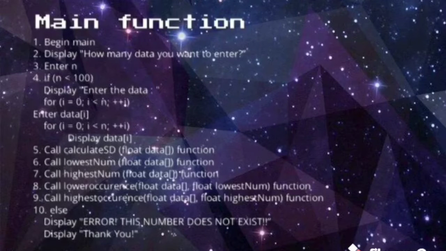In the algorithm, we use pseudocode. The pseudocode for the main function starts with begin main. Second, display how many data you want to enter. Third, enter n. Fourth, if the condition n is less than 100, display enter the data. For the first loop, initialize i equals to 0, the condition i is less than n, and update i++, enter the data. For the second loop, initialize i to 0, the condition i is less than n, and the update i++, display data i. Fifth, call calculate ST function.